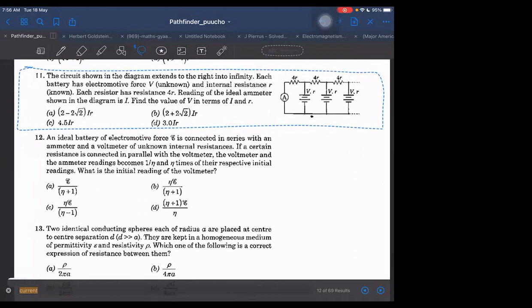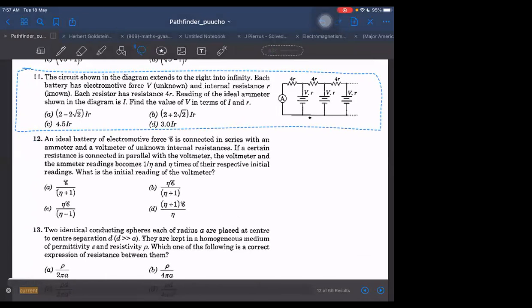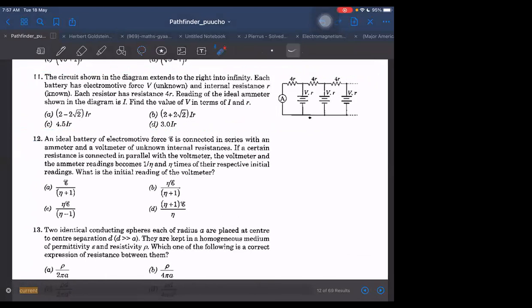I think I have to explain first what an ammeter and voltmeter are, right? Wait a second. The current passing through the ammeter is nothing but the current passing through this branch. It is just measuring the current. We have to find the current through this, and we have to find the value of V in terms of I and R. If current is I here, we have to find the value of V in terms of I and R.